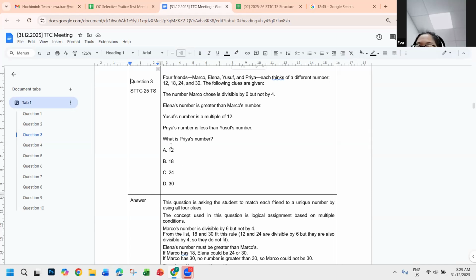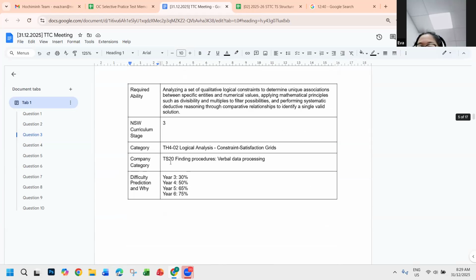So Priya's number is 12. The correct answer is A. Category is ETS 20, finding for teachers, verbal data processing.